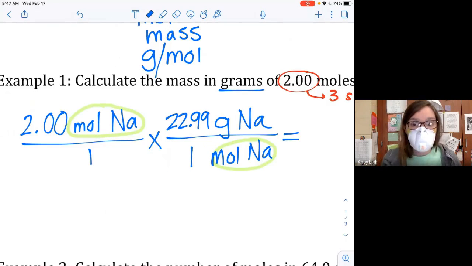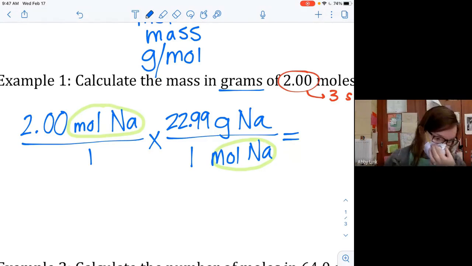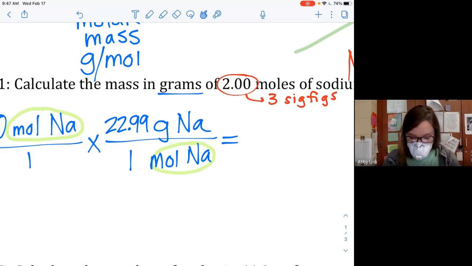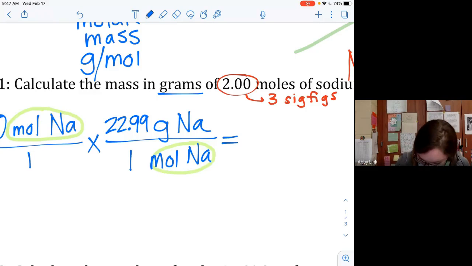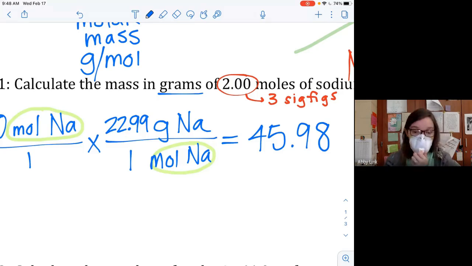So in my calculator, what I am typing in is 2.00 times 22.99. Knowing that I can only have 3 significant figures in my answer, I believe I get 45.98. Let me confirm. 45.98 is what I get. Because I can only have 3 sig figs, though, I'm going to have to do a little bit of rounding here. So I'm going to round this to 46.0.